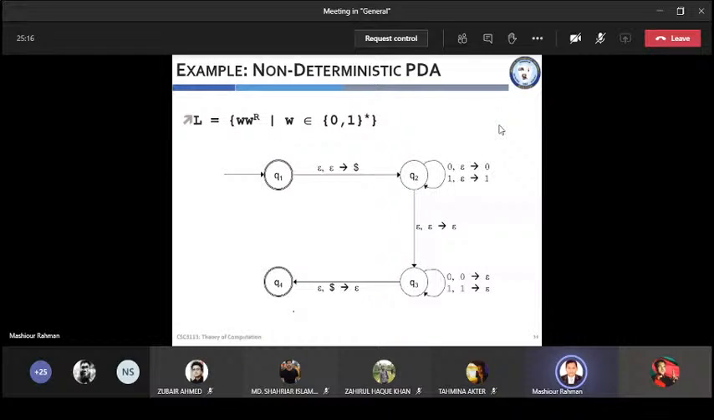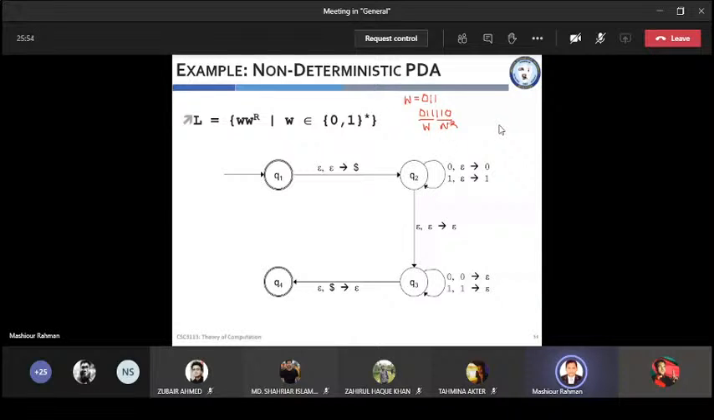This is the second example, w w^R. That means a particular string is followed by its reverse. So let me show you an example of this one. Let's say 0, 1, 1. So this is w and its reverse is 1, 1, 0. So we have a w which is equal to 0, 1, 1. This 0, 1, 1 is the w and this 1, 1, 0 is the w^R, that is, the reverse.